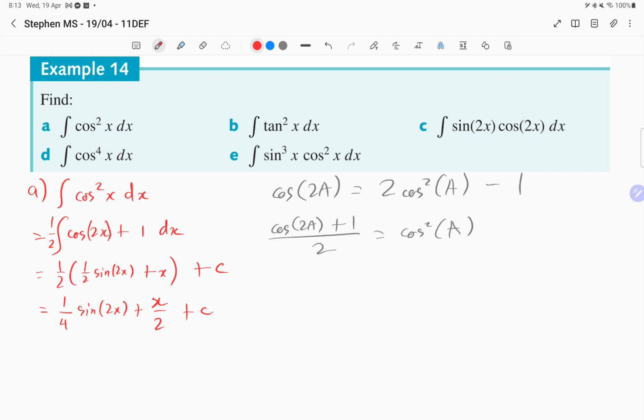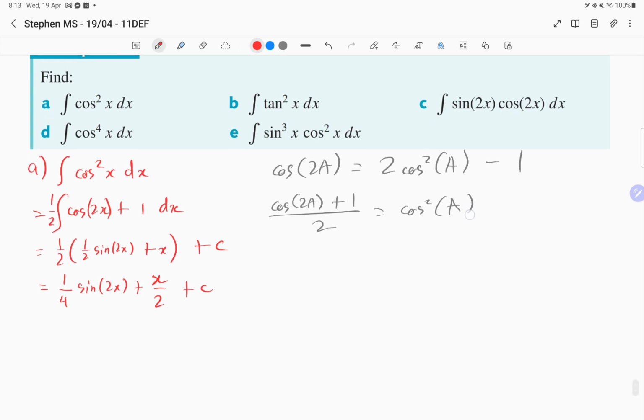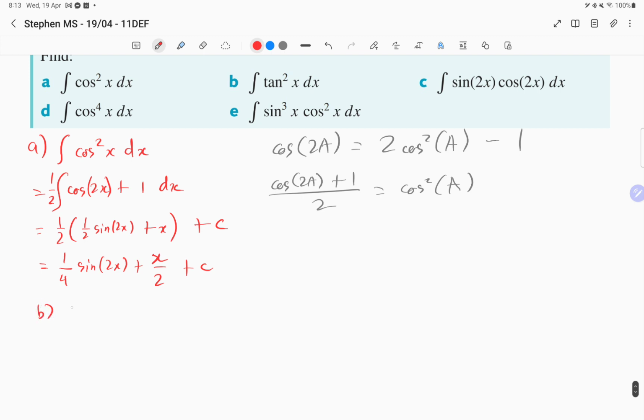Tangent squared. So you want to get rid of it? Tangent squared would be sec squared minus 1. Okay, let's see. So question B, antiderivative of tan squared x. We're using the identity tan squared x plus 1 equals sec squared x. So then tan squared x would be sec squared x minus 1.